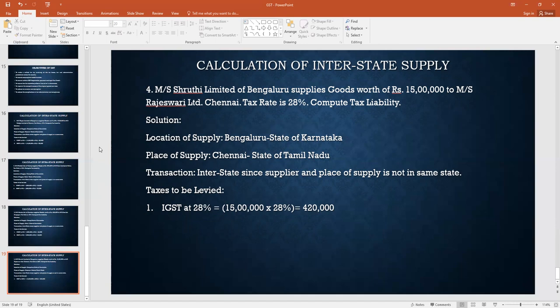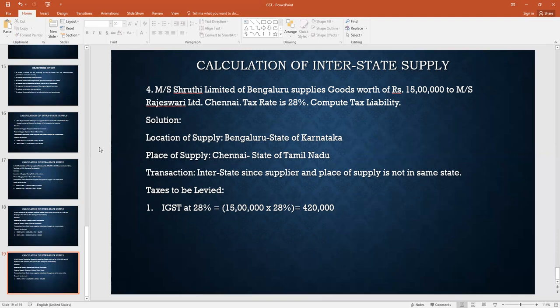So we can see one company in Bengaluru has supplied 15 lakh of goods to another company in Chennai. The total tax rate is 28%, and we need to calculate the tax liability. Here the transaction happened between two states, so we need to call it an interstate transaction. And if it is an interstate transaction, we always need to calculate the integrated GST.